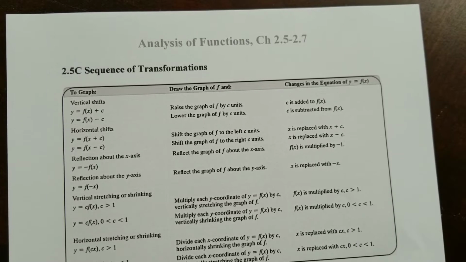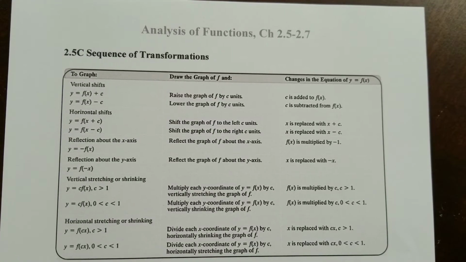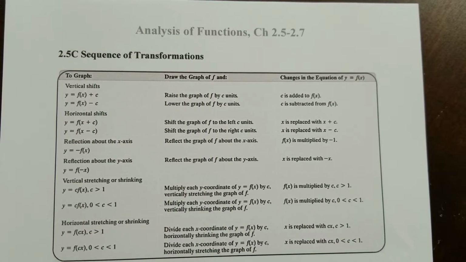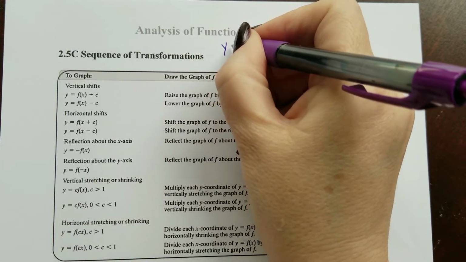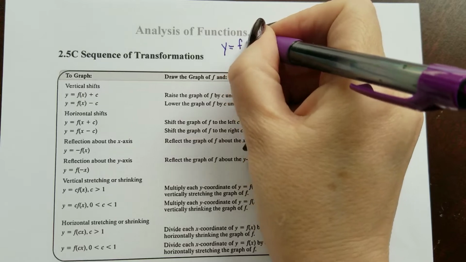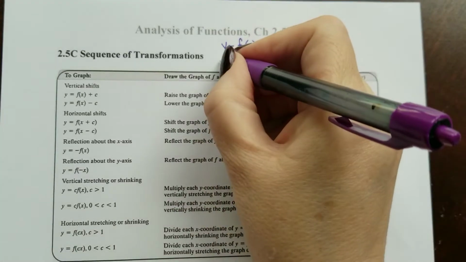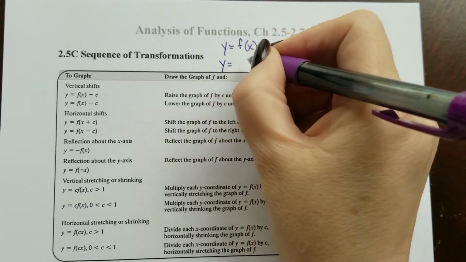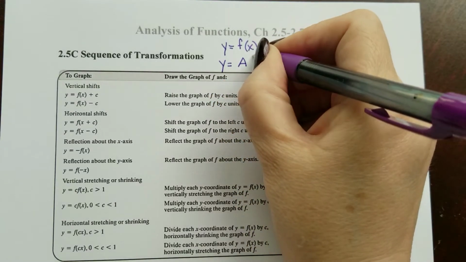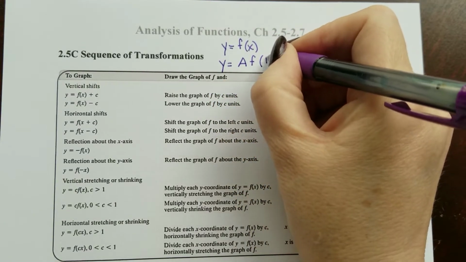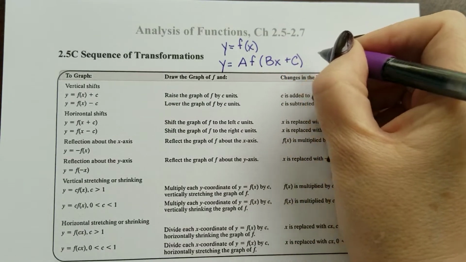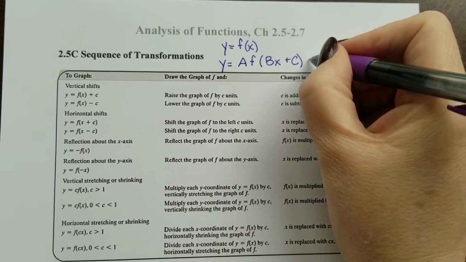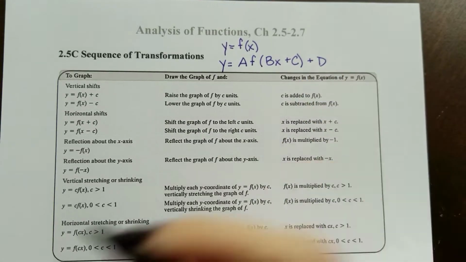Hello, class. We've learned all these sequences that you see on your page there in front of you, but there is a particular order that we're going to do them in. Remember, if our parent function is y equals f of x, our transformations are going to look like this. y equals a times f of (bx plus c), with bx plus c being in the parentheses, and then d.